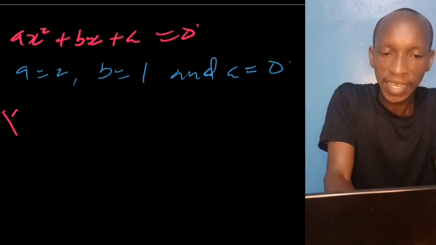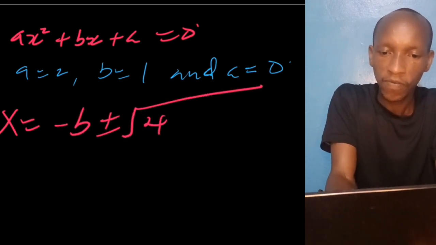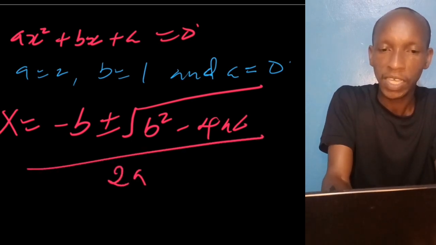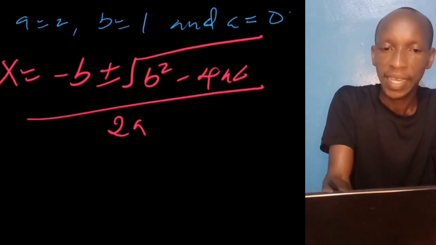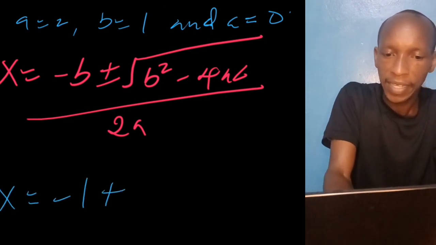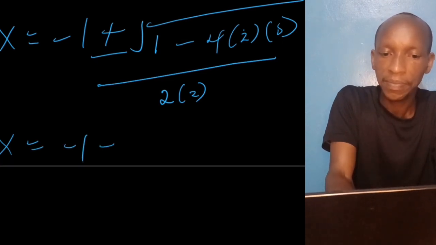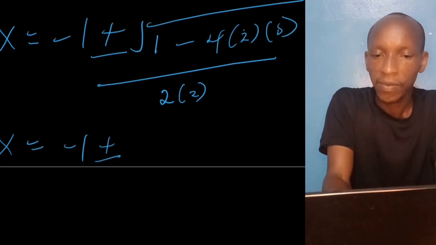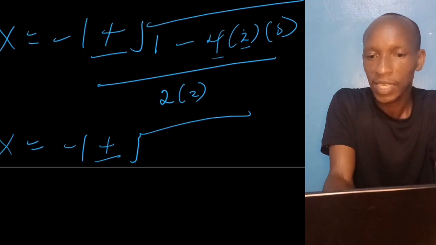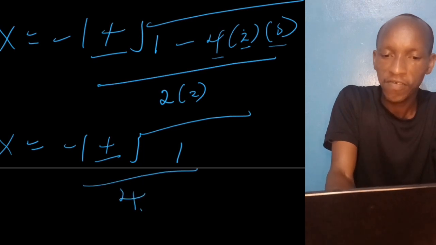The quadratic formula, x is equal to negative b plus or minus the square root of b squared minus 4ac, everything divided by 2a. Let us replace that. Our b is 1. x is going to be negative 1 plus or minus the square root of 1, minus 4 times 2, which is 8, times 0 is 0. So 1 minus 0 is 1. And then divide by 4.